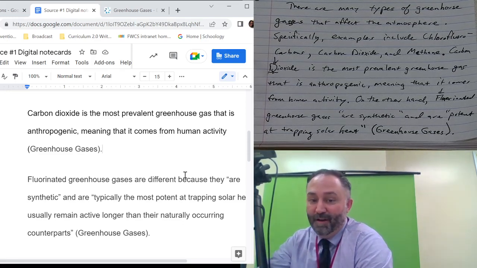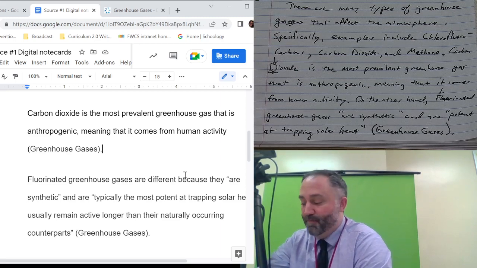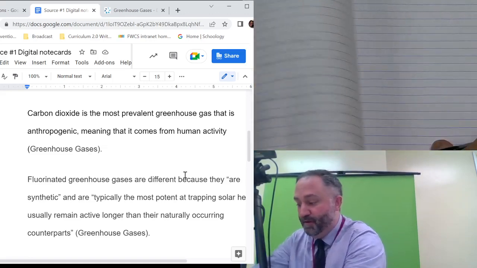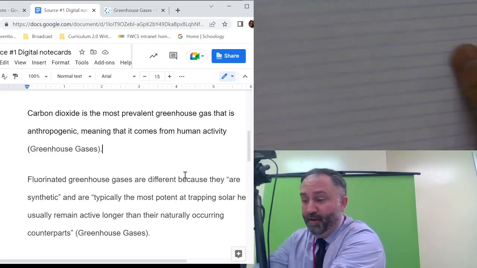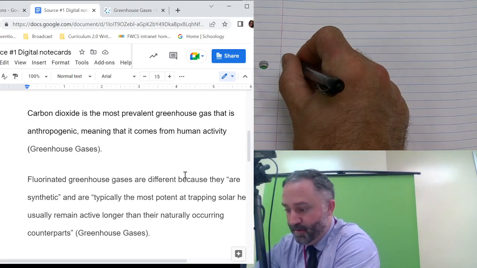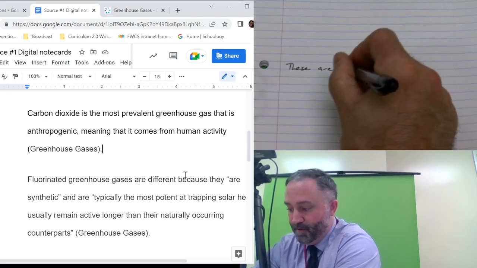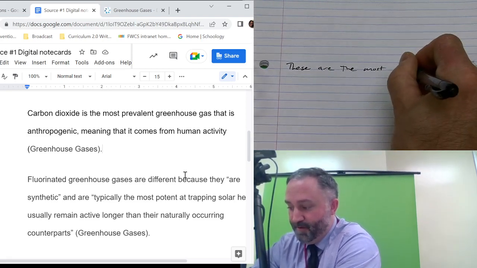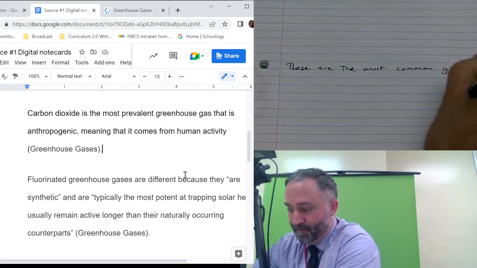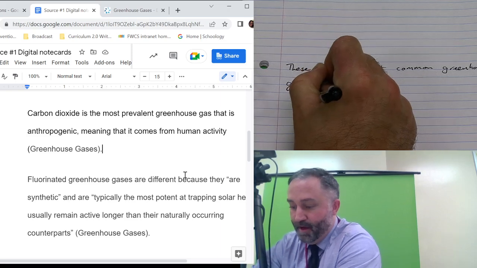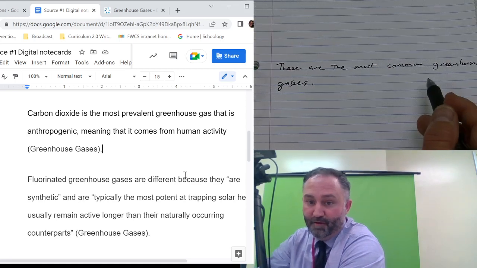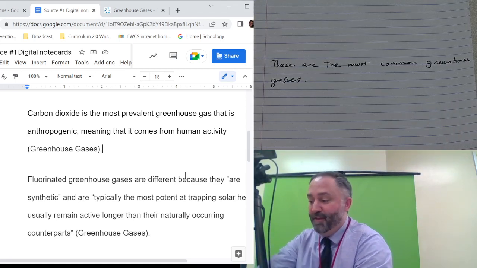So now I have to close out the paragraph. I have to make a decision on what I'm going to say. And the easiest thing for me to do at this point, for my closing sentence, my bottom layer of bread, is to just go with, these are the most common greenhouse gases. And that will be, actually we have to put two S's because we're not in Britain. So these are the most common greenhouse gases is going to be my final sentence of that paragraph.